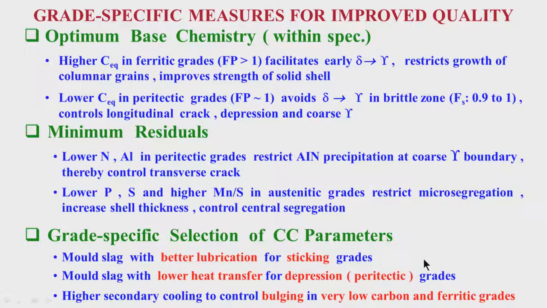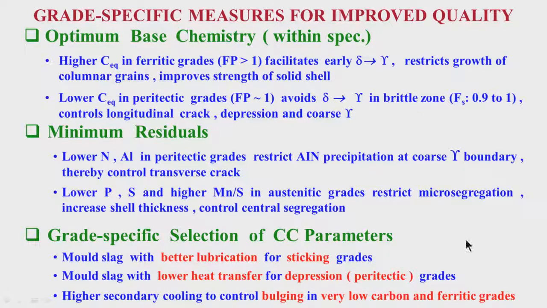Accordingly, you can use different oscillation characteristics. I have told you, when sticking is the issue, then we have to be careful about better lubrication. The friction between the mold surface and the shell surface has to be controlled, otherwise there will be sticking, there will be a lot of surface defects, and there might be breakout formation. But if you are casting depression grades, which are peritectic grades, what do you do? There heat transfer is the issue. Depression is the main problem.